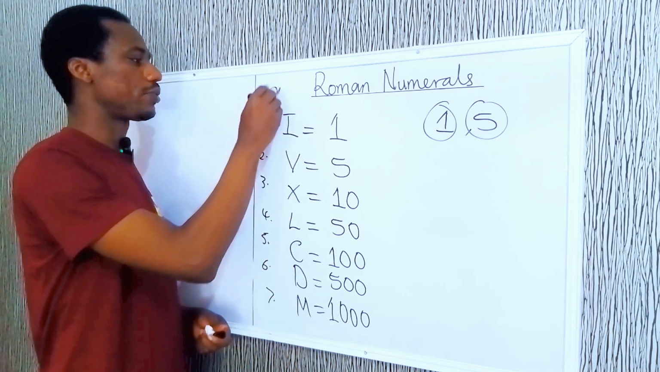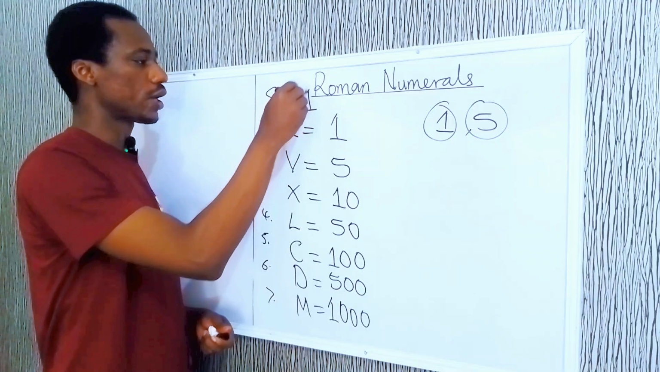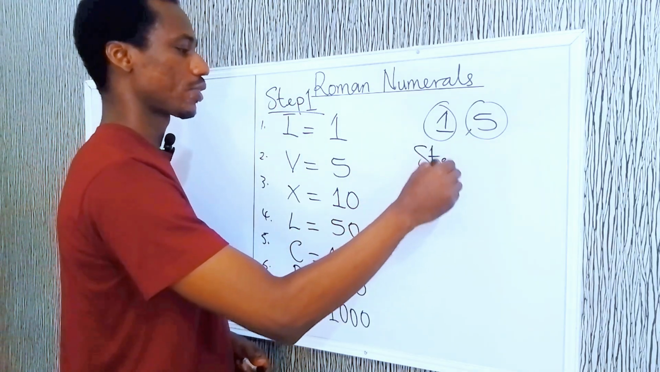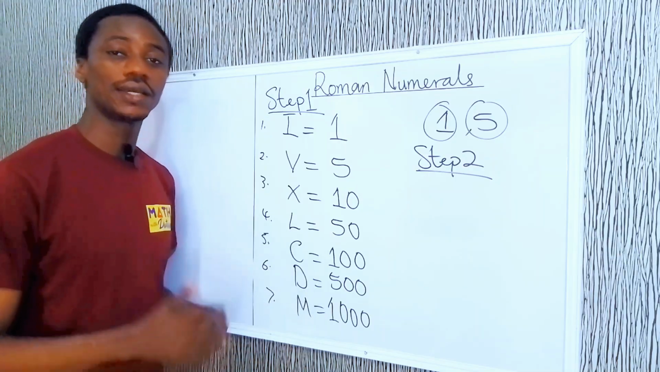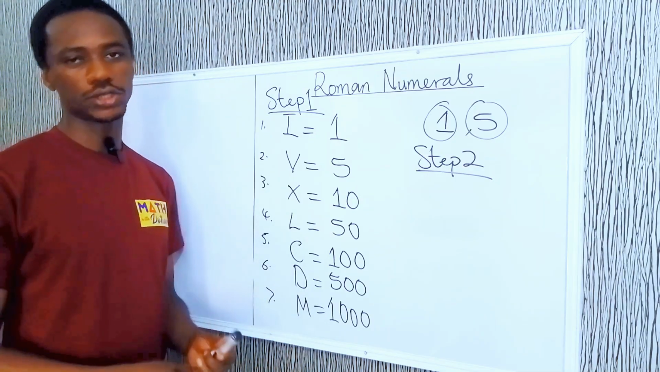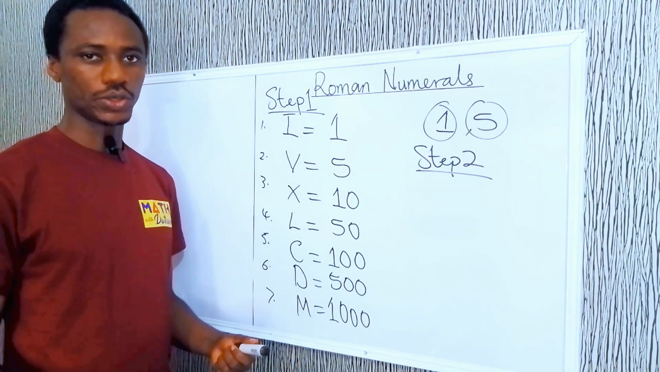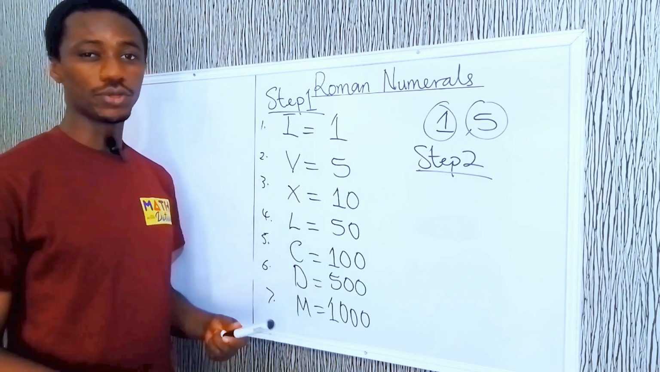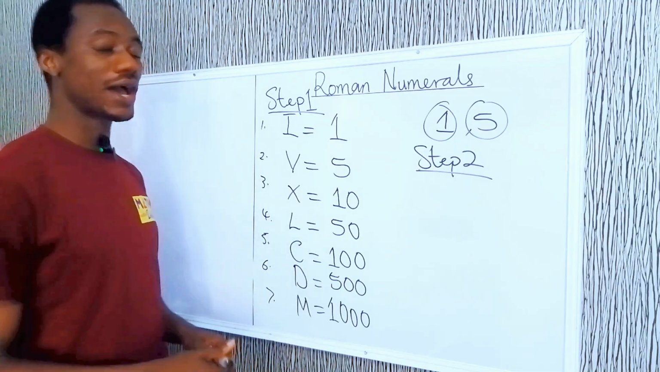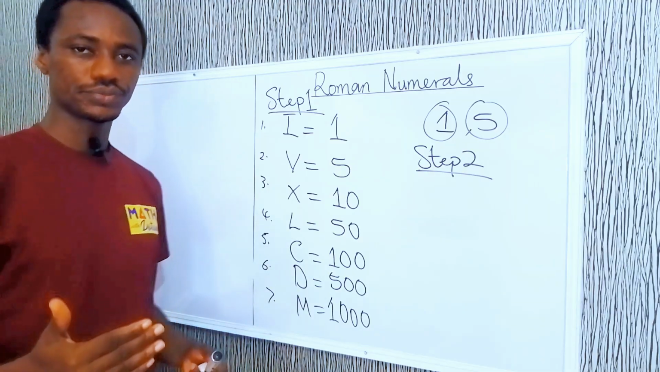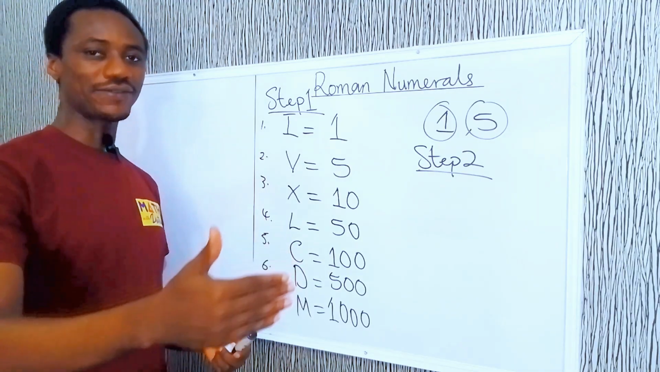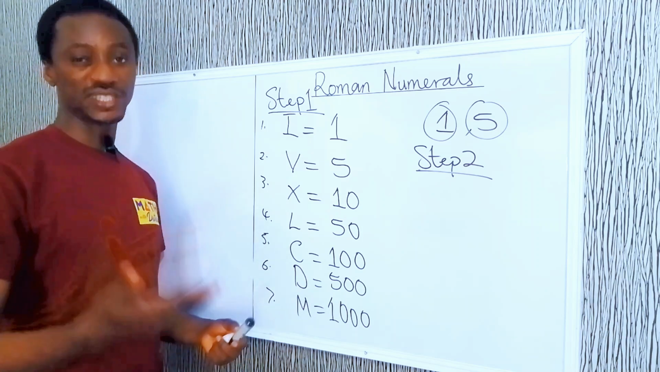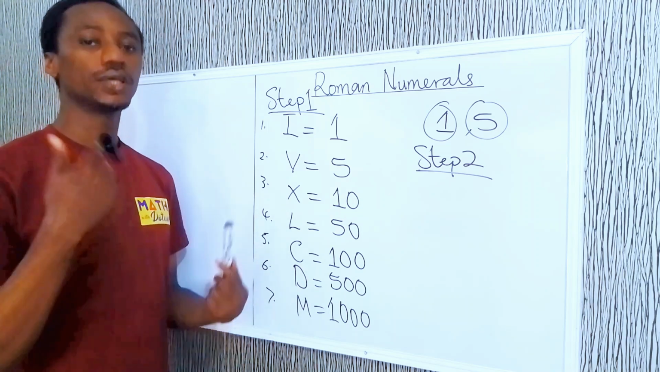Now this is stage 1. I'll call this step 1. After this step 1, step 2 is for you to understand how the addition and subtraction works in Roman numerals. These letters are added and subtracted to form the numbers. When you have a smaller number after a bigger one, it is addition. When you have the same kind of letter put together, it is addition.